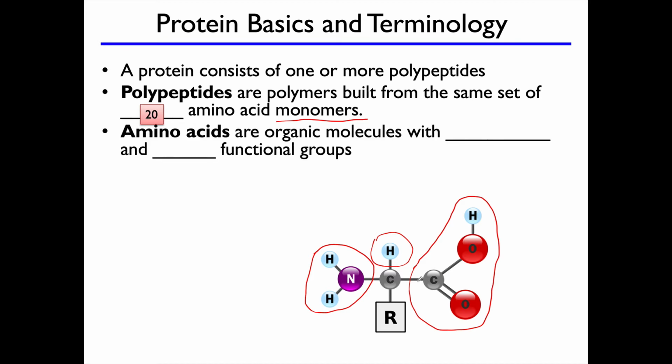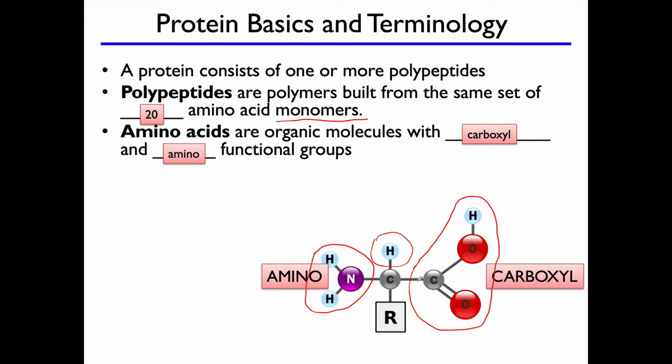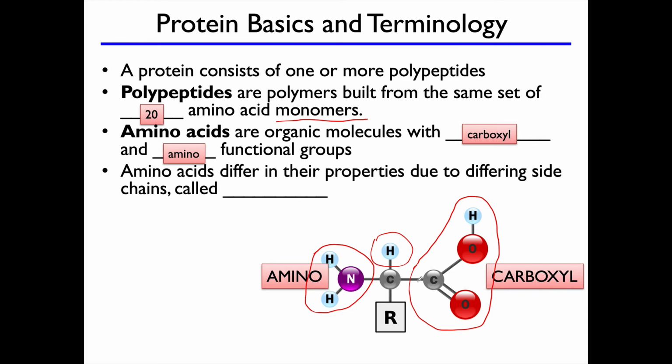Okay, so amino acids are organic molecules with amino and carboxyl functional groups. We just saw those. They differ in their properties due to side chains called R groups. And again, you can think of R groups as rest of the molecule.